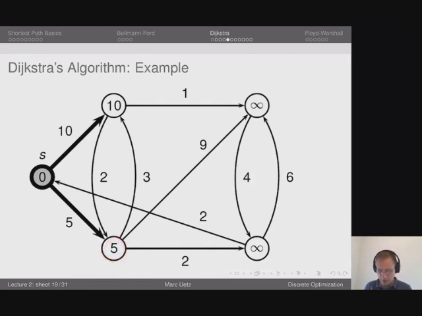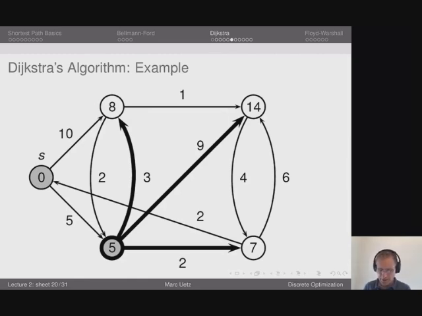Now we pick among all the vertices that still need to be processed, which is those here. We pick the one with smallest distance label, that is the vertex with label 5 here. It has a couple of outgoing edges, and we're making the corresponding update step for those. So we see that this label gets updated to 5 plus 3. This label gets updated to 14, which is 9 plus 5. This label gets updated to 5 plus 2.